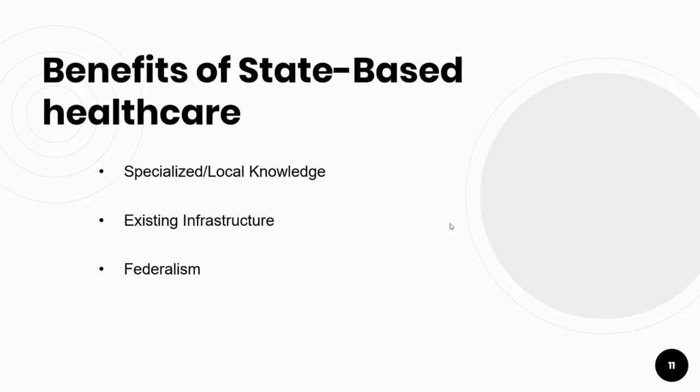Next is existing infrastructure. Since states and the federal government already play a role in funding things like Medicaid, there's an argument to be made that if we were to transition to federal single payer, that would completely overhaul the existing infrastructure for healthcare delivery, right? And people make the argument that instead of that, why don't we just expand states' role in the existing infrastructure like Medicaid? And lastly, federalism, which is just this idea that states should be able to act independently of the federal government as much as possible.